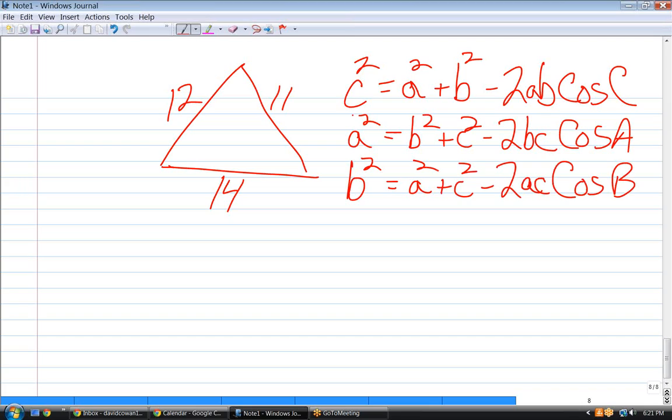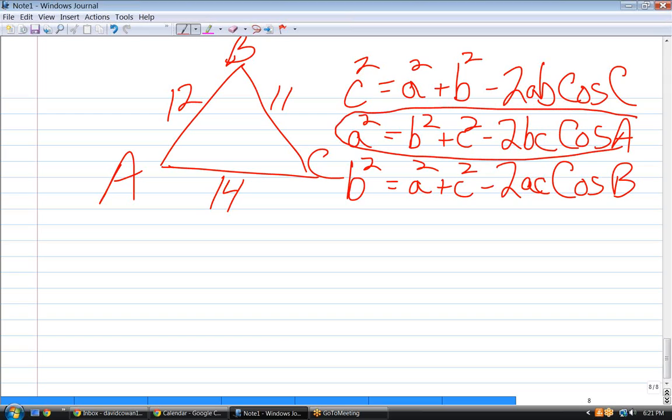Make sure you see what's unique about each of these. The AB here comes from this A and that B. The BC comes from that B and that C. The angle is always opposite the side. Since we only know three sides, let's label them A, B, and C. As soon as we can figure out one angle, we're home free. Let's use this one and figure out angle A.